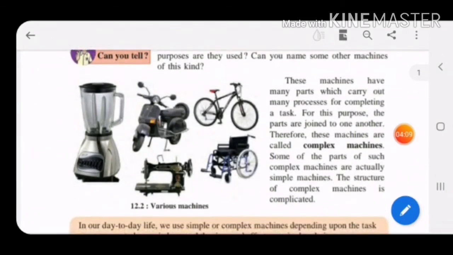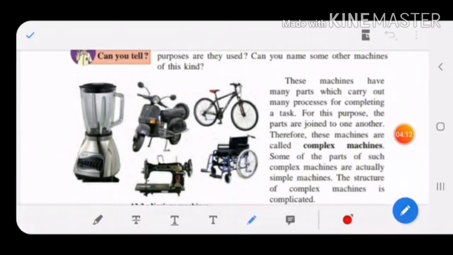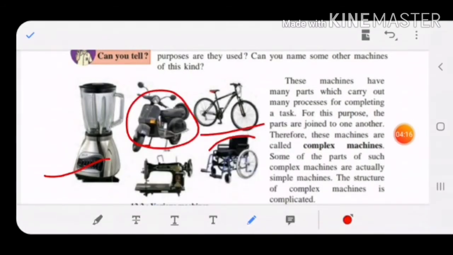Children, see, in the first picture it is a mixer. Yes or no? This one is a mixer. This one is a scooter. This one is a cycle. This one is the wheelchair, which is used mostly in the hospitals. This one is a sewing machine.